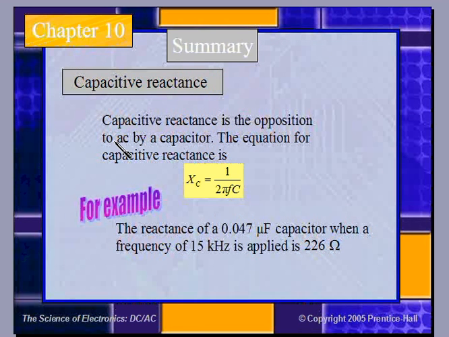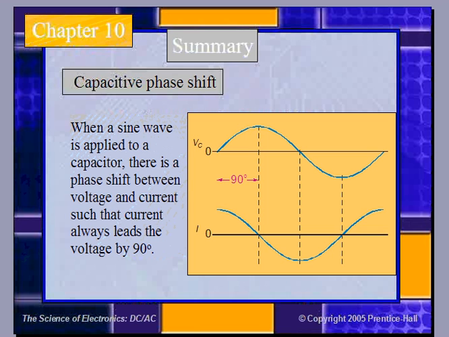Reactance is the opposition to AC voltage. Basically it's an ohm number, and you just plug in the frequency and the capacitance value, and you get what type of resistance this capacitor is exhibiting in that circuit. When a sine wave is applied to a capacitor, there is a phase shift between voltage and current, such that the current always leads the voltage by 90 degrees.